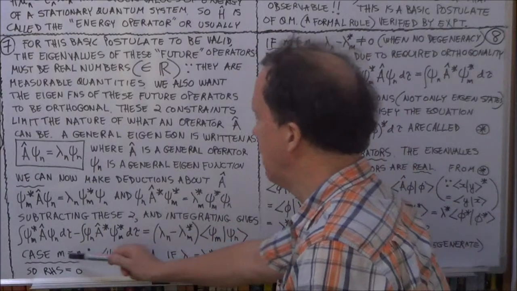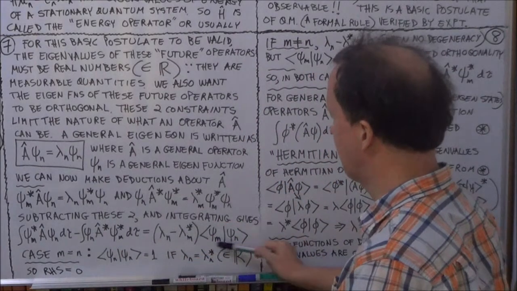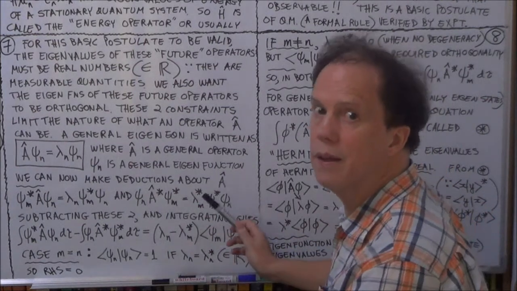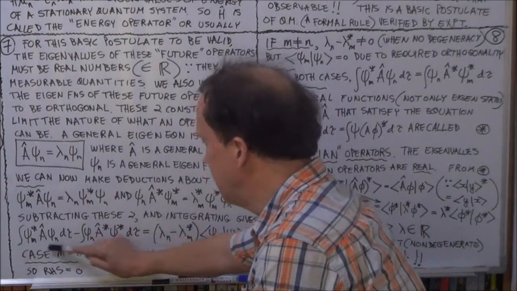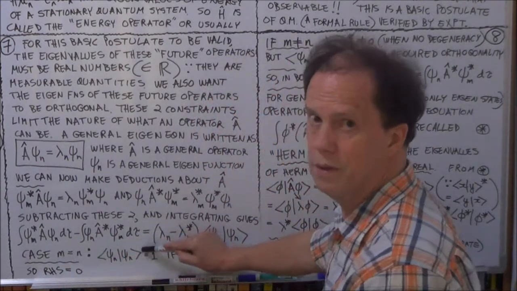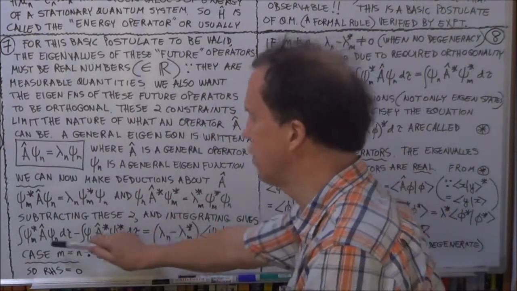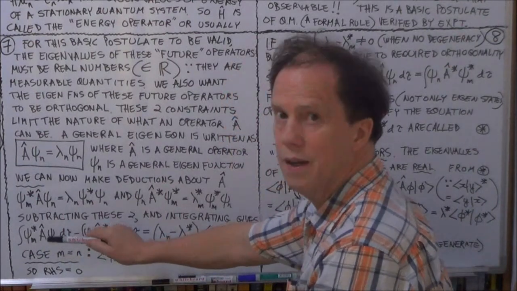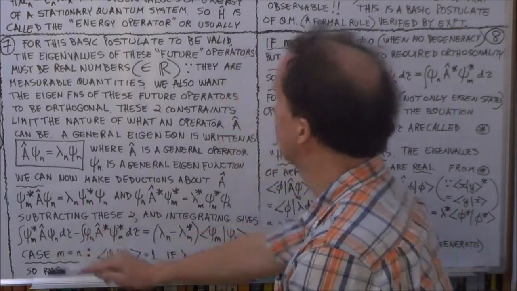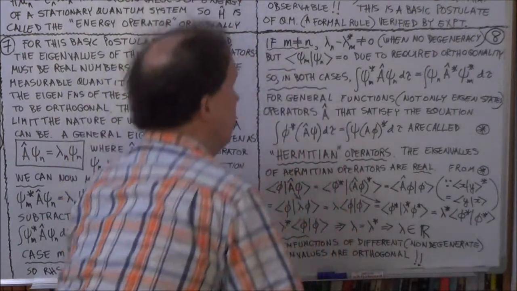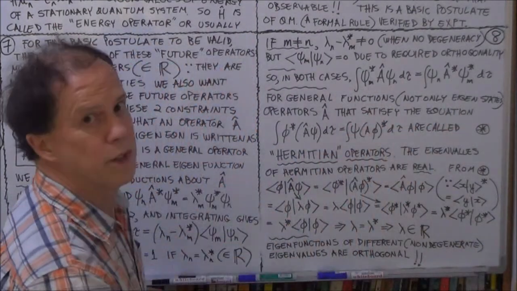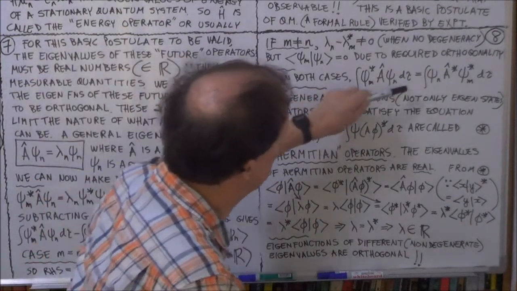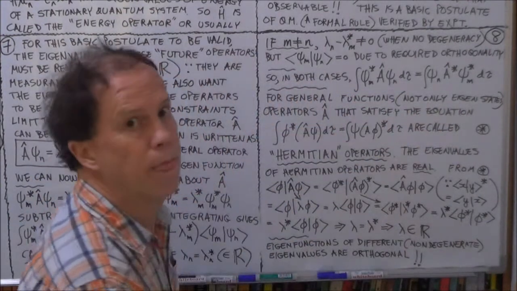When m is not equal to n, this goes to 0. But either way, in both cases, the right-hand side is 0, and therefore this integral equals that integral. Okay? And that's going to put constraints on what this operator, a hat, can be. Right? So, writing it out, if the difference was 0, then this integral must equal that integral.